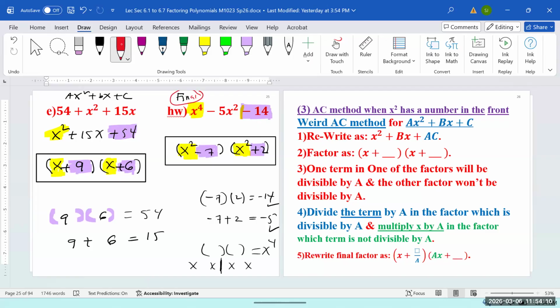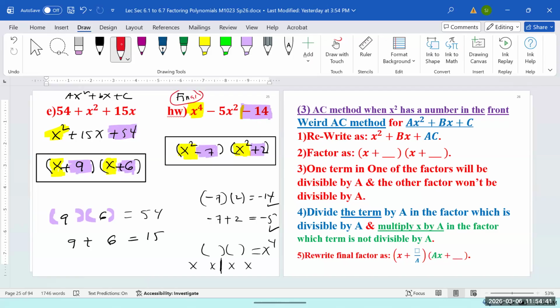So we use the AC method when x squared has a number in front of it. If you observe all these examples we did, x squared did not have any number in the front. So we went and factored directly. But now if you have a number that is visible in front of x squared, you have to choose the AC method. Now in this weird AC method, what we do is we rewrite ax squared plus bx plus c into x squared plus bx plus ac.